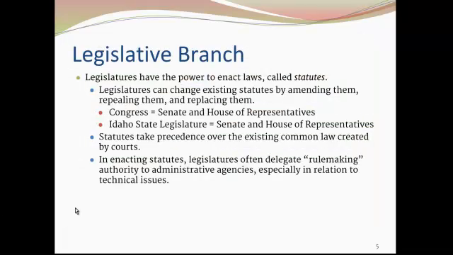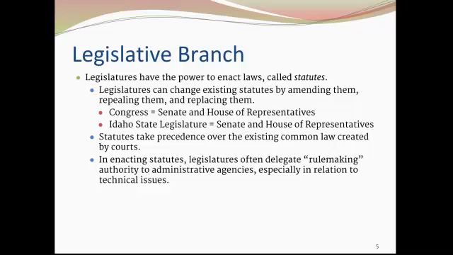We'll talk first a little bit about the legislative branch, which enacts statutes. Legislatures can change existing statutes by amending, repealing, or replacing them. In a health policy class, we would cover in greater detail the various committees and subcommittees in Congress and the state legislature that impact healthcare. For this class, however, just understand that statutory law is created by the legislative branch, and that statutes can be enacted to modify the existing common law created by courts.